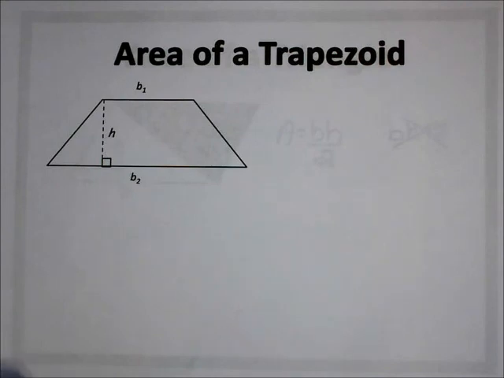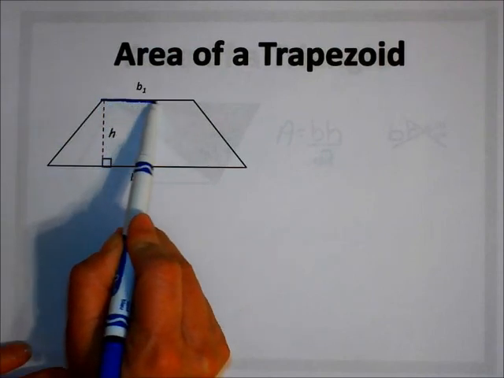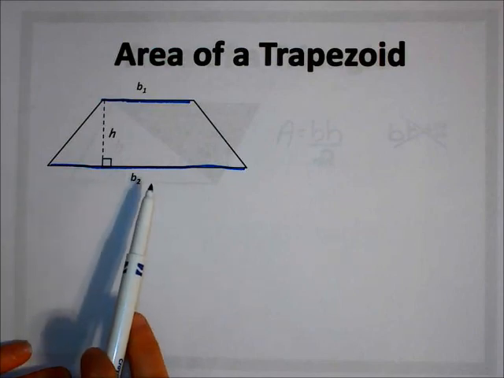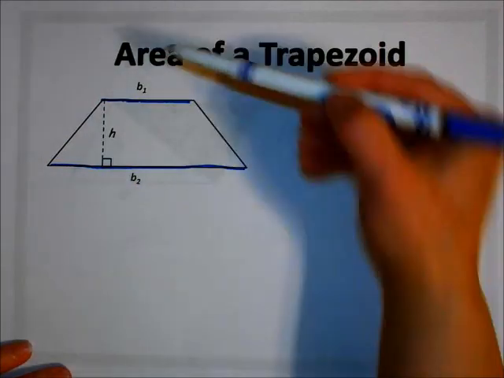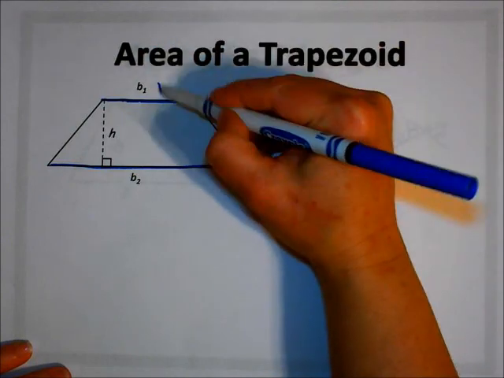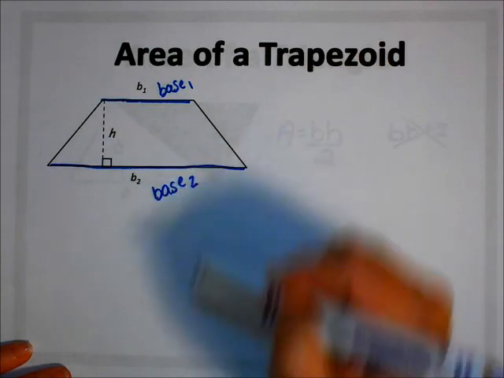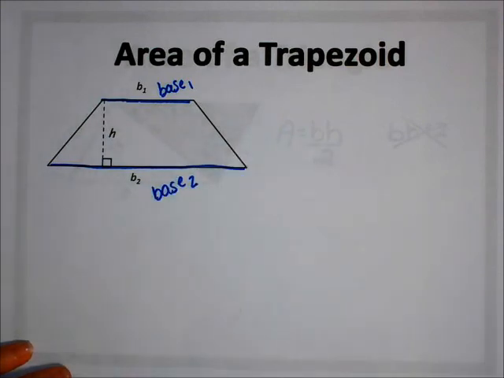Our next polygon is a trapezoid. And remember that a trapezoid has exactly one pair of parallel sides. Those two parallel sides have special names. They're called the bases. Notice the top and the bottom are the two sides that are parallel in this trapezoid. So they are the bases. I'm going to call one of them B1 or base 1, and I'm going to call the other one base 2. It does not matter which one you call base 1 or which one you call base 2.